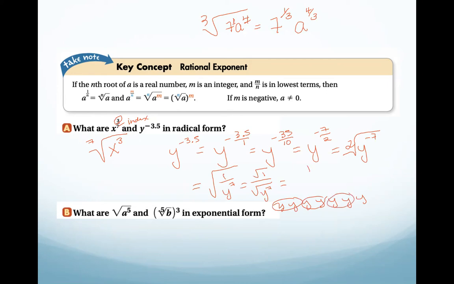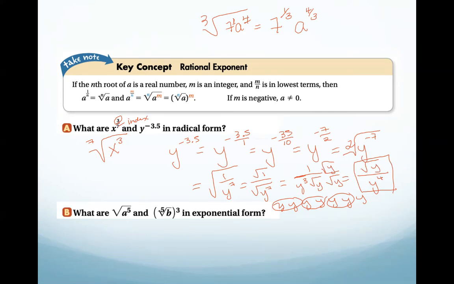This becomes 1 over y cubed times the square root of y, but we don't want to leave a square root of y in the denominator, so I need another square root of y in order to rationalize it. That becomes the square root of y divided by y to the 4th. So what we had to do, because the exponent was negative, we have to reciprocate. And then we simplified the denominator, but there was still a square root, so we had to multiply in order to rationalize that denominator.